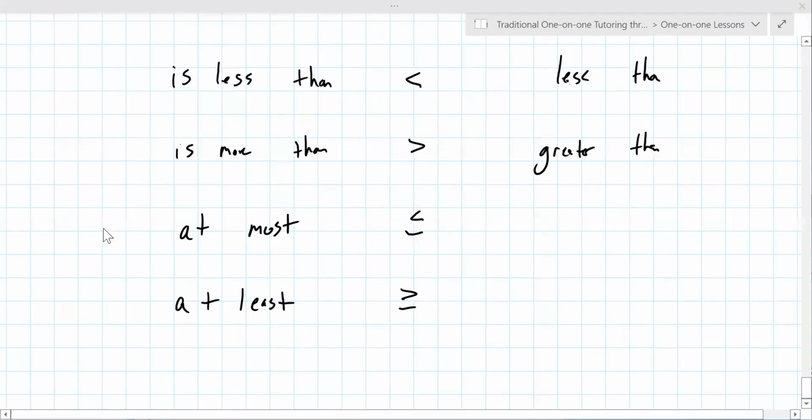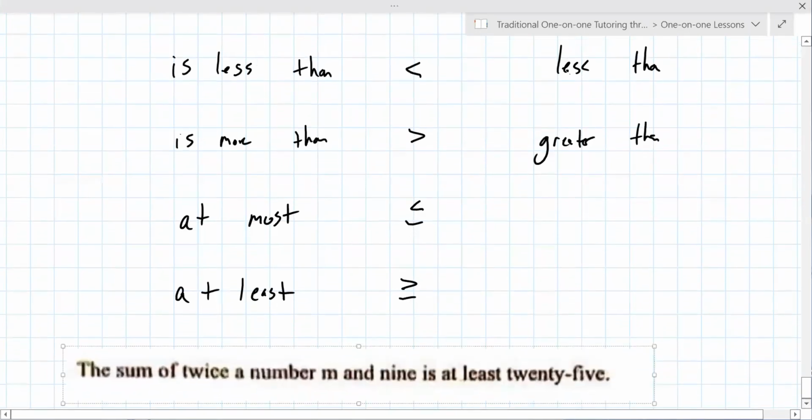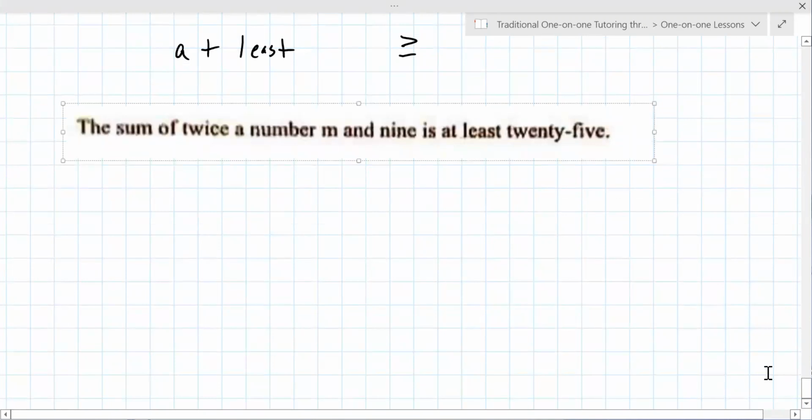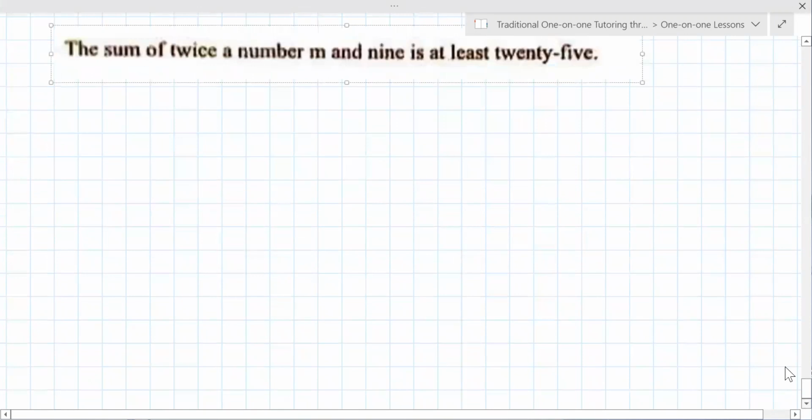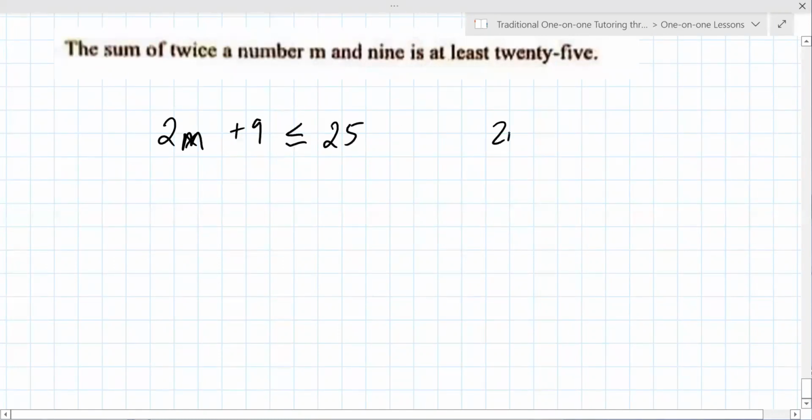All right, so here is one of your other problems. I'm going to write down two possible answers, and you're going to tell me which one is correct. Let me grab this, move this down. All right, 2m plus 9, or 2m plus 9, which is correct? The sum of twice the number m and 9 is at least. So it would be the left one.